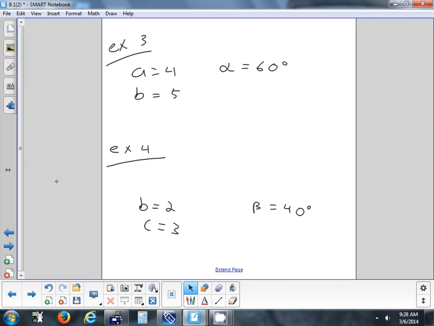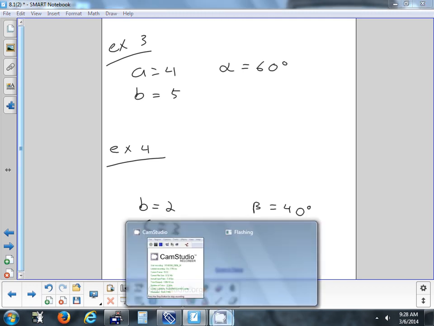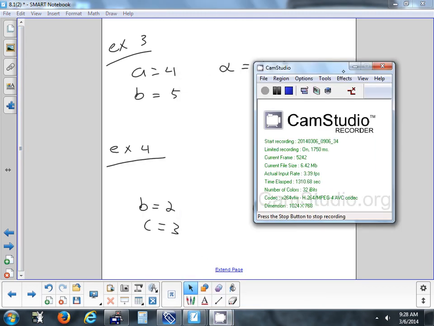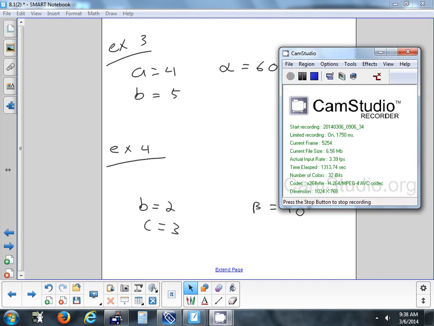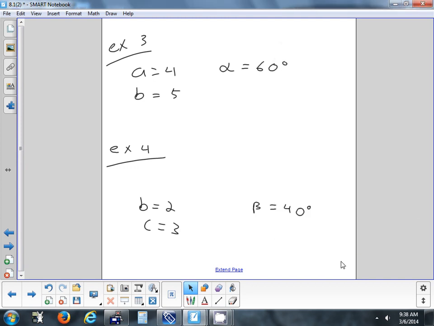All right, so I put up 2 problems for you to try. Okay, example 3 says A is 4, B is 5, alpha is 60. And example 4, B is 2, C is 3, beta is 40. Okay, so take a few minutes, try both of those, and then we'll come back together and see what you get. All right, so let's take a look and see how we did. Okay, so you should have found one with no solution, one with 2.